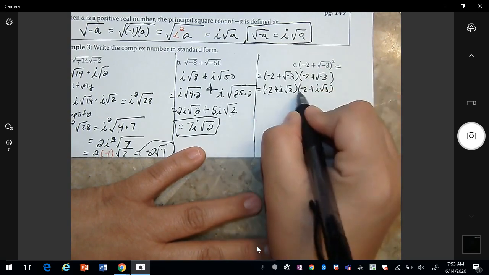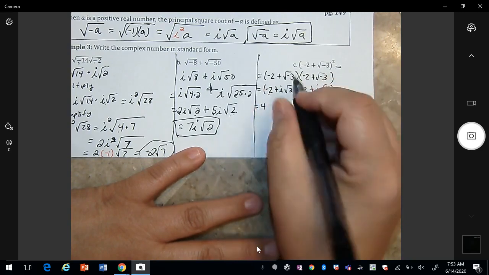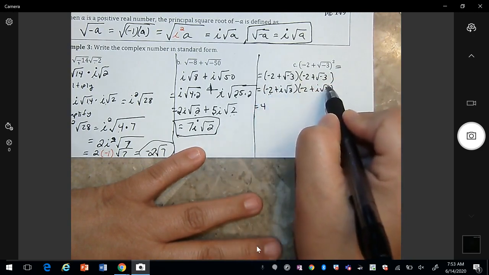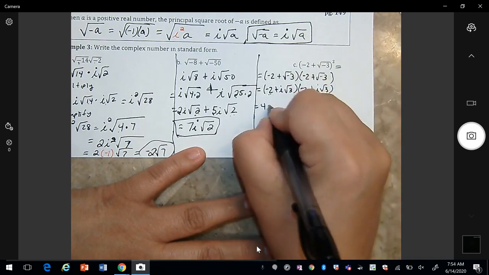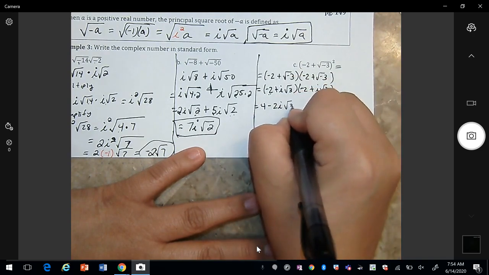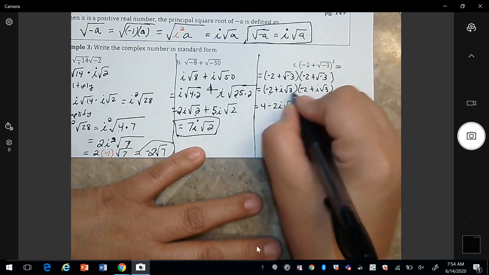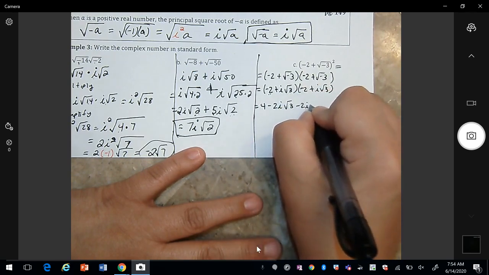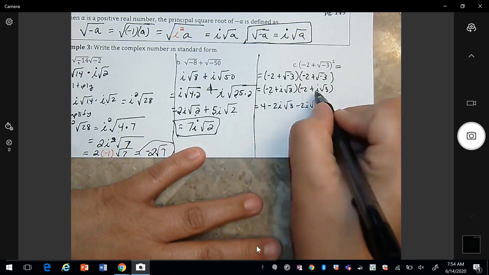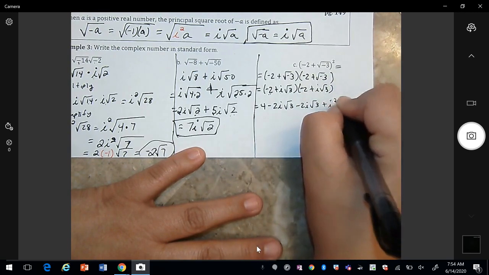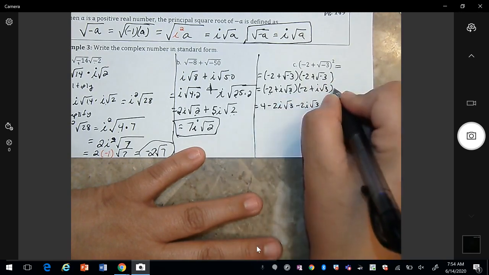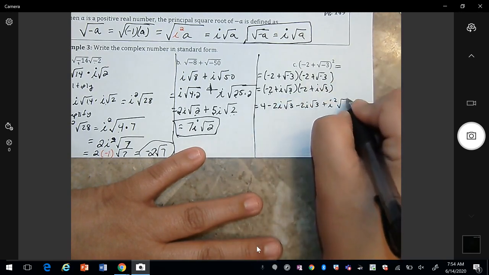So negative 2 times negative 2 is positive 4. Negative 2 times i square root of 3 is negative 2i square root of 3. And the next one is negative 2i square root of 3. And i times i is i squared. Square root of 3 times square root of 3 is square root of 9.